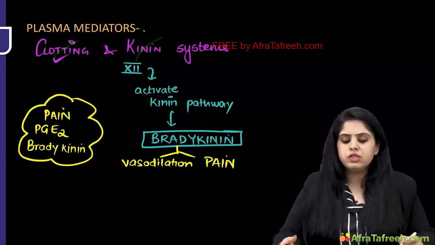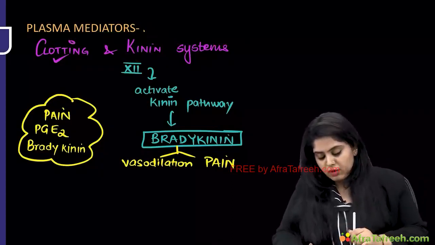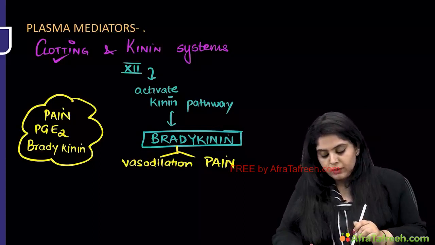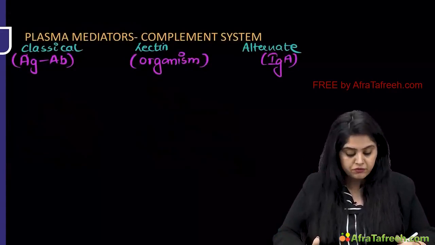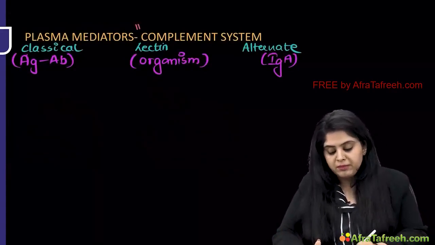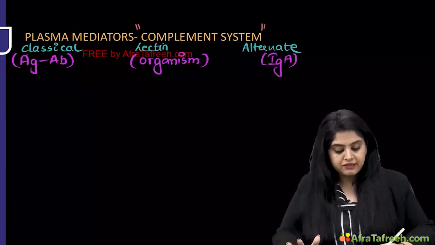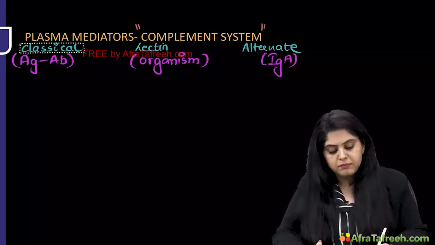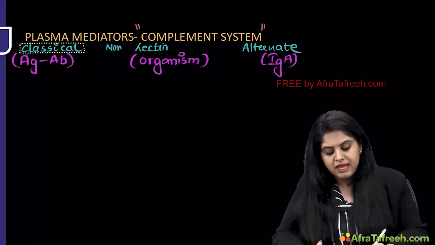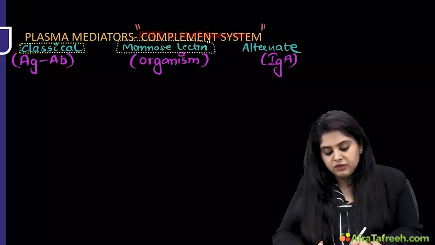Clotting done, kinin done. Which is left in the plasma mediators? The complement system. Yes, you will be studying the complement system in a lot more detail when you come to microbiology, but whatever details you have to know here, I'm wrapping it up. So remember, when I'm talking about the complement system, we all know there are three pathways. Jaldi se let us revise. There is the classical complement pathway. There is the lectin, or mannose lectin pathway. And the third one is the alternate pathway.